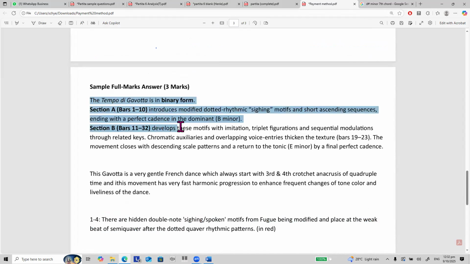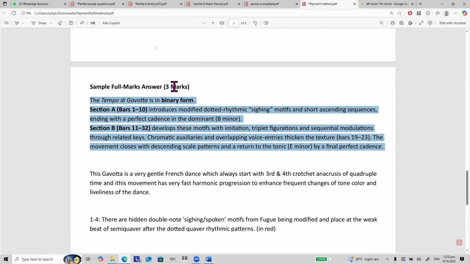Okay, so this movement is in binary form. Thus, there are two sections. Section A is from bar 1 to 10, and section B is from bar 11 to 32. Bar 1 to 10 is where they introduce the sighing motif as a short ascending sequence. This answer can be very short because you're only given 3 marks. In section B, we develop this motif with imitation, triplet figurations, and sequential modulations.